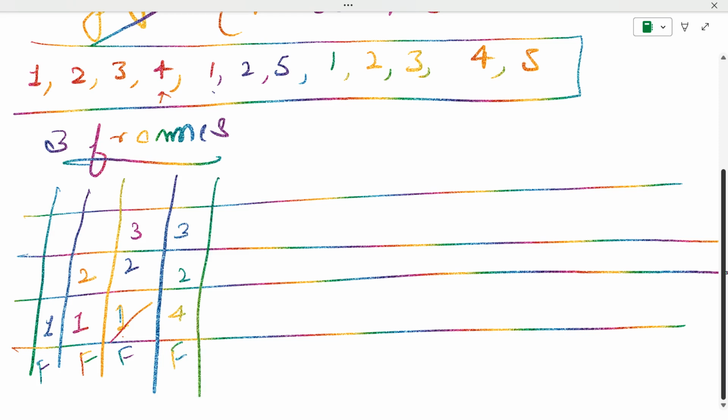Now comes 1. So out of 2, 3, and 4, which is the first page that came into existence? So it is 2. So we'll replace 2 with 1, and then 3 and 4. So it is a page fault. Now comes the 2. So out of 1, 3, and 4, which is the first page that came into this frame? So out of 1, 4, and 3, the page which came first is 3, right?